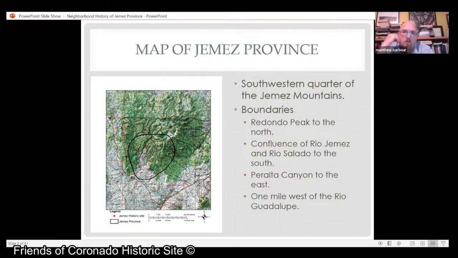So when we say Jemez province, what are we talking about? We're talking about the area from about Redondo Peak in the Valles Caldera, south to San Ysidro, or the confluence of the Rio Jemez and Rio Salado. Obviously, San Ysidro didn't exist when Jemez province was defined. And then from about Peralta Canyon in the east to about 1 mile west of the Guadalupe Tunnel. And you can see that kind of strange semicircular provincial area there. You'll notice that it includes technically parts of what we would call Zia Pueblo today. That doesn't mean Zia Pueblo or Jemez people. It just means that oftentimes when the Spanish were referring to the area, they included Zia in that discussion. But we won't be talking necessarily about the Keres-speaking Zia today, but rather the Towa-speaking Jemez people.